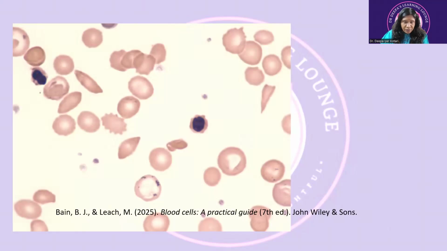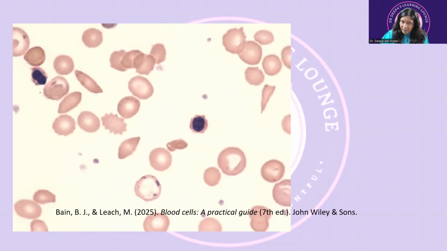So this is a blood film of a patient with sickle cell anemia. You're able to see this sickle, not fully formed, but yes, there is this. You still call this a sickle cell. So these are the abnormal sickle cells here, and along with that, you're able to see these Pappenheimer bodies. You can see that they are peripherally located.